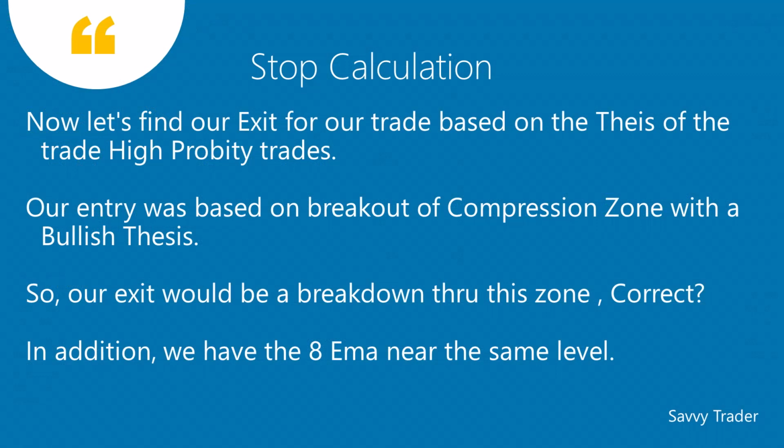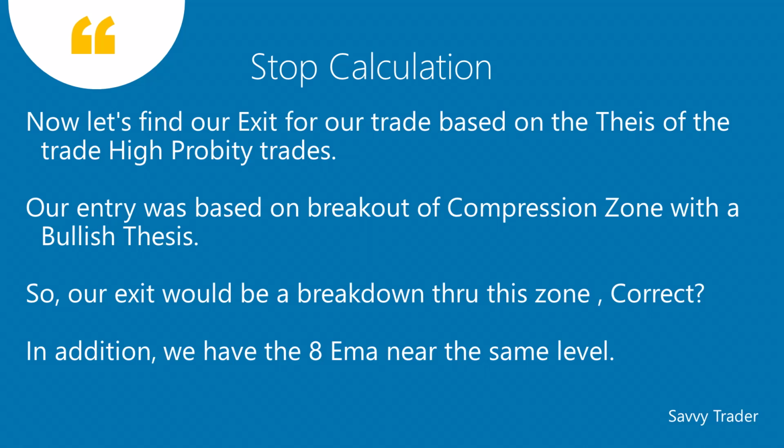Okay, we're going to go into our stop calculation now. So let's find our exit. Now for our trade, based on the thesis of trading high probability trades, our entry was based on the breakout of the compression with the bullish thesis. So we're looking for a long position, breakout of the compression to the upside. So our exit would be a breakdown through this zone, correct? Makes sense. Is that the only exit we can use? No, but in this example, that's what we're going to go by.